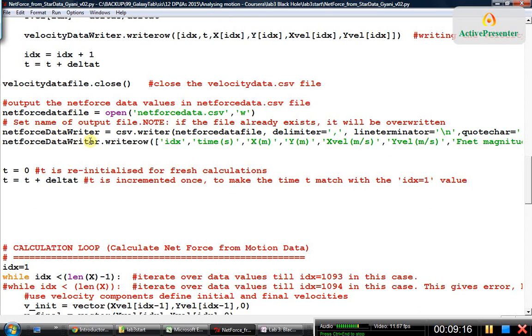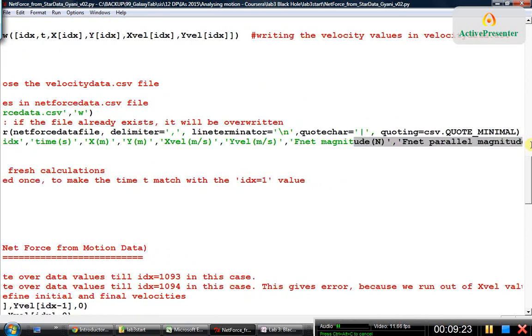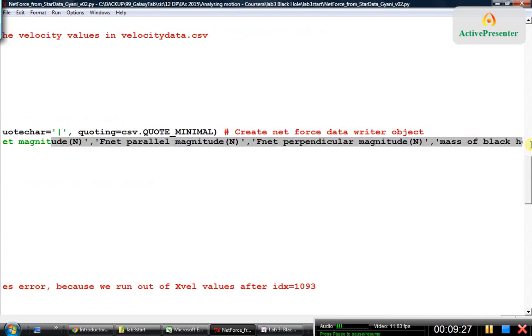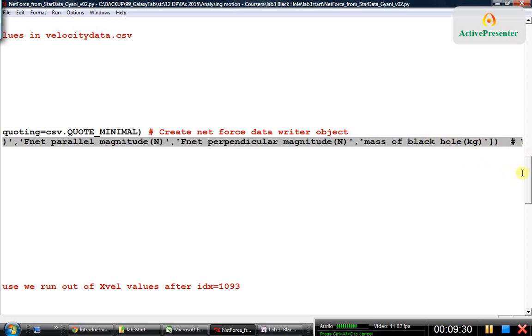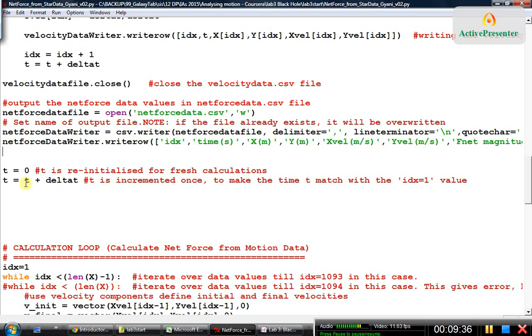Next I am creating a new file to store the net force and mass of the black hole values. So you can see here up to mass of black hole I am going to store. So for executing this new loop, again I initialize my time counter, time to 0, and then I am incrementing it by delta t so that it will be matching with the index value of 1.